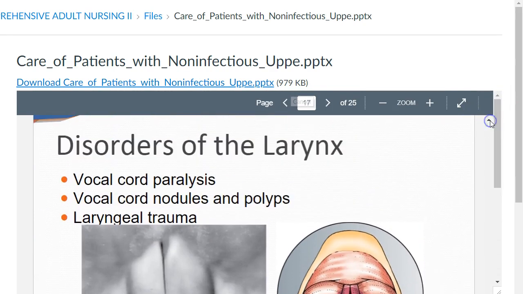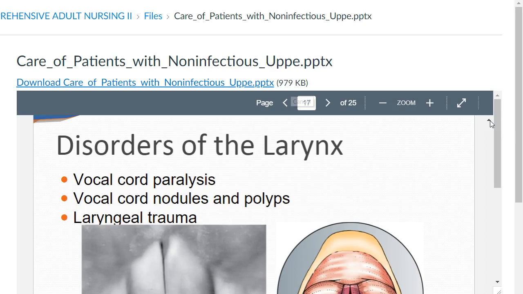The first one is vocal cord paralysis. And think about where your vocal cords are. This can be due to trauma, some kind of injury, or a disease that affects the larynx, the nerves, or the vagus nerve. This could happen because a patient was intubated too long, prolonged intubation. Sometimes it can be temporary paralysis.